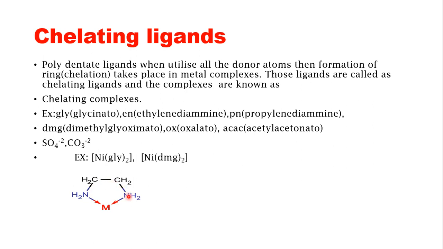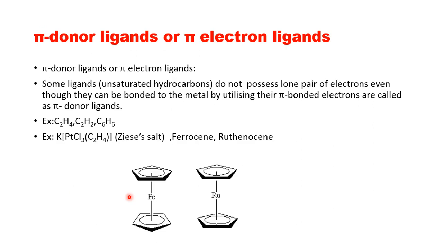This ring formation is known as chelation. So such kinds of complexes are called chelating complexes, and such ligands are called chelating ligands.